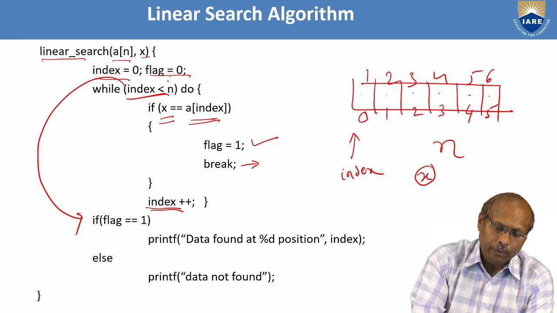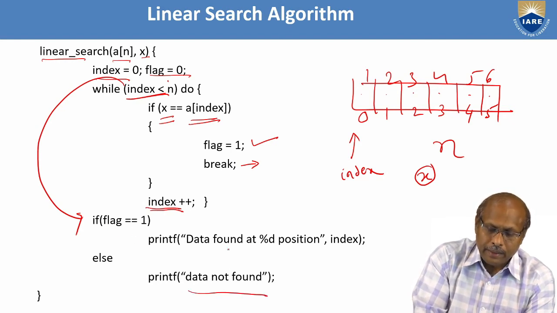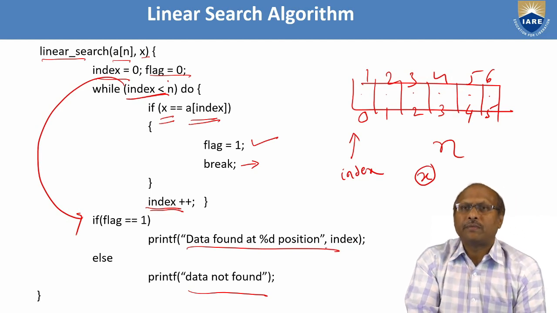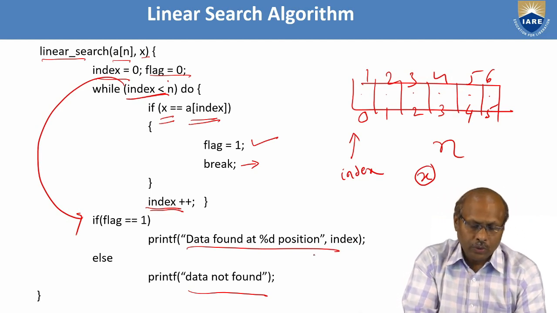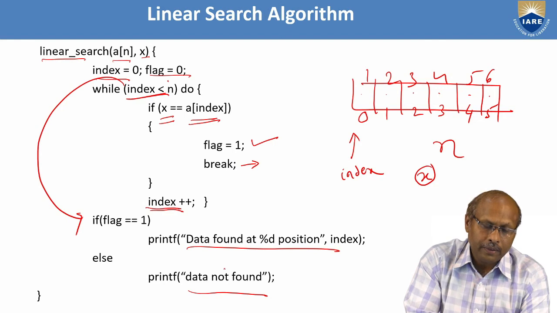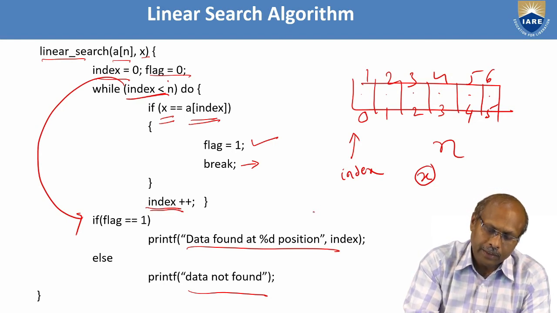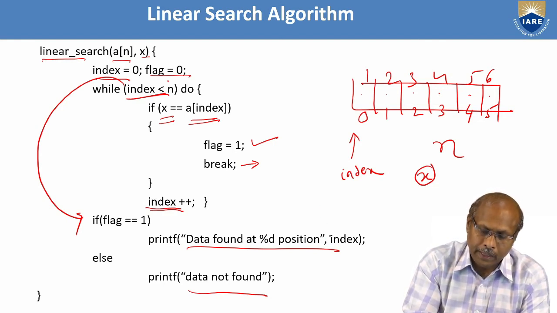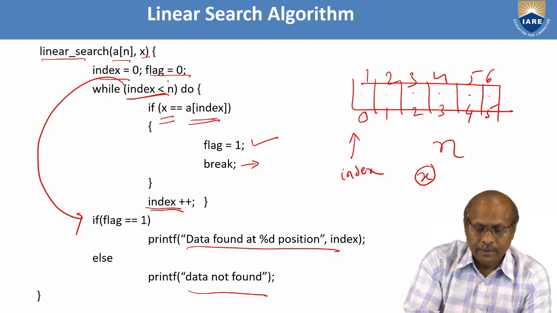If flag is 0, then come to the else part. So data not found. If flag is 1, data found at the particular position. So this is following the C syntax actually, because in C you can write printf %d, comma, index. Fine.